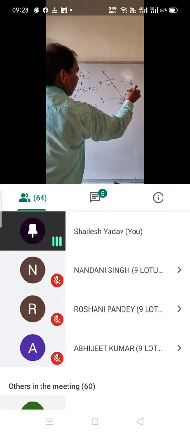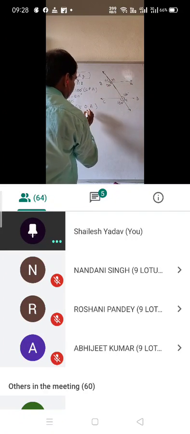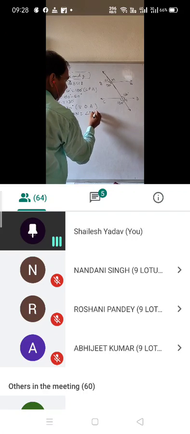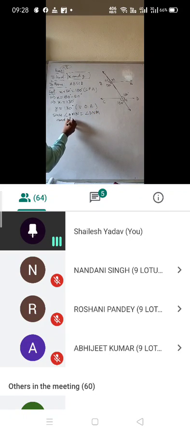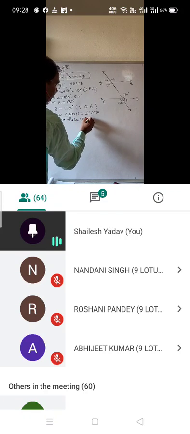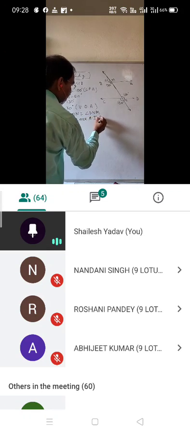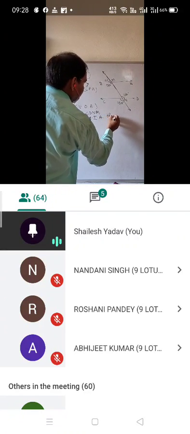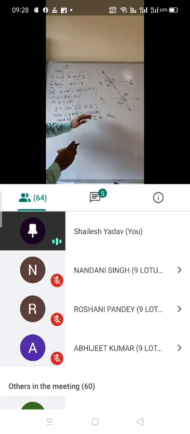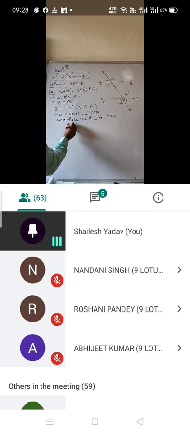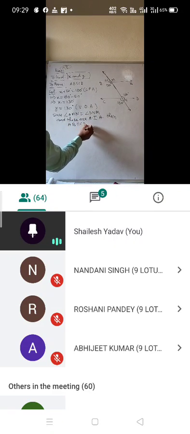is equal to angle DNM, and these are alternate interior angles. If these two are alternate interior angles and both are equal, it means that both the lines are parallel. Then AB is parallel to CD.